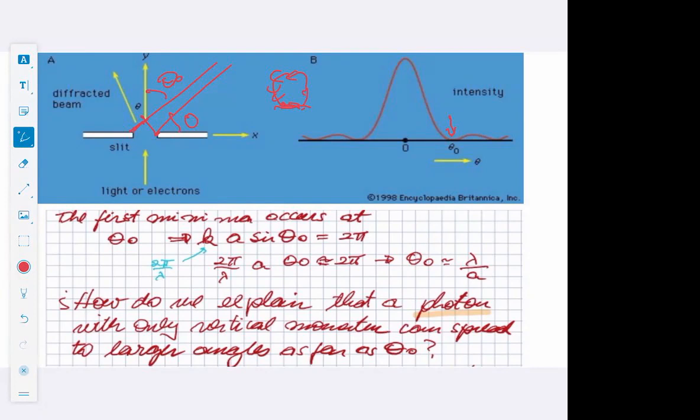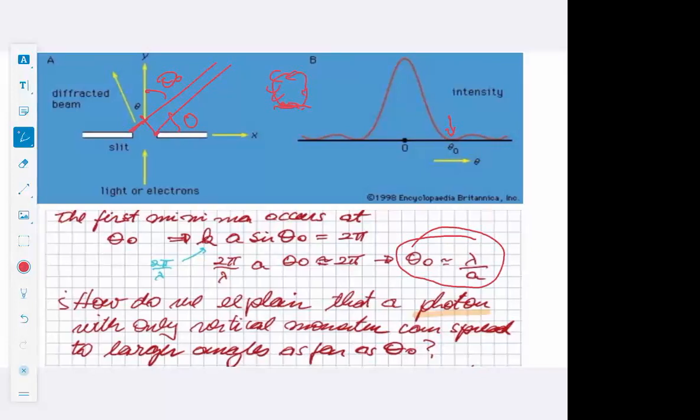That simply means that theta naught is equal to lambda over A. That is exactly the value of theta naught when that happens. So then I repeat the question: how do we explain that a photon with only vertical momentum, a photon that initially has momentum only going in that direction, in the vertical, the y direction, gets enough momentum to get there?